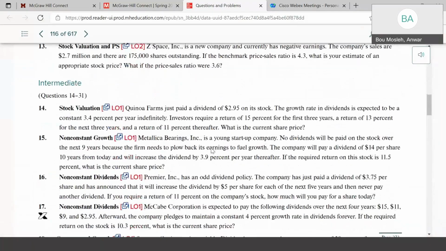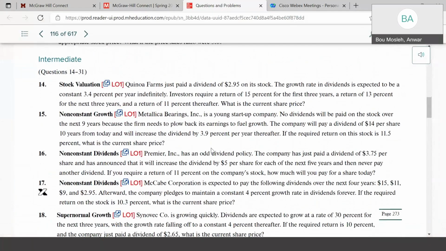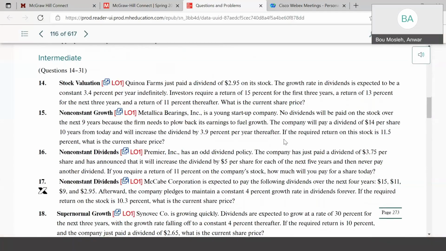Let's see here, 15. So the Bearings Incorporation is a young startup company. No dividends will be paid on the stock over the next 9 years because the firm needs to plow back its earnings to fuel growth. The company will pay a dividend of $14 per share 10 years from now and will increase dividends by 3.9% thereafter. If the required return is 11.5%, what's the current share price?